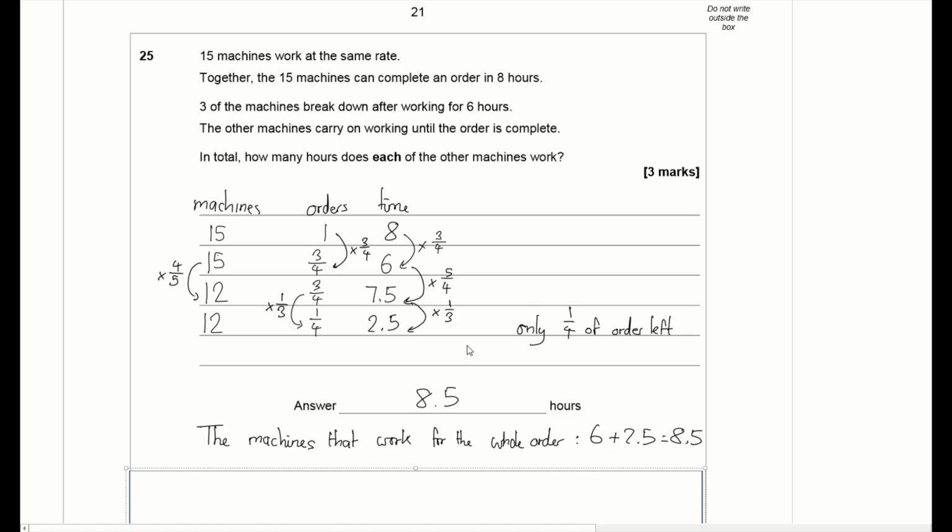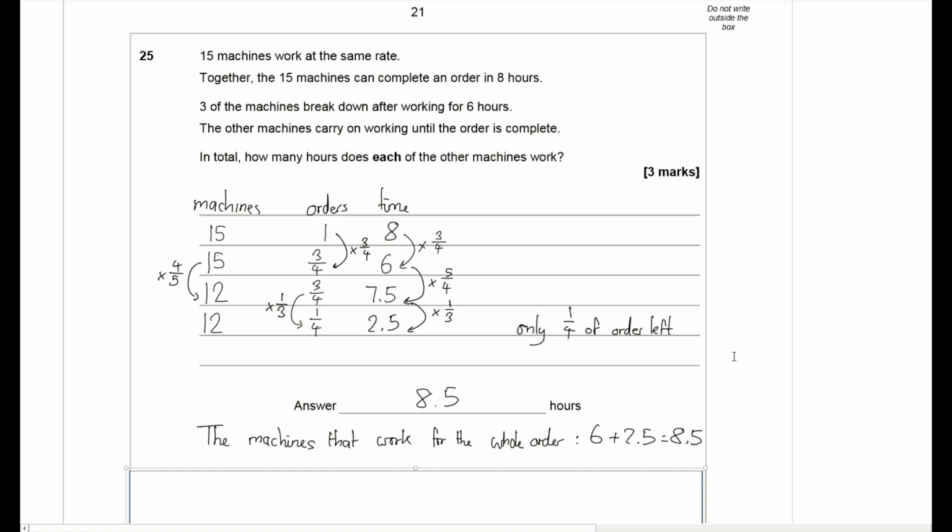That's told us that the remaining 12 machines would have to work for a further 2.5 hours to get the job done. But the overall question has asked us how many hours does each of the other machines work, as in the originals that carry on all the way to the end. Well, we knew they'd already done 6 hours of work, so 6 plus 2.5 is equal to 8.5, and 8.5 hours is the correct answer.